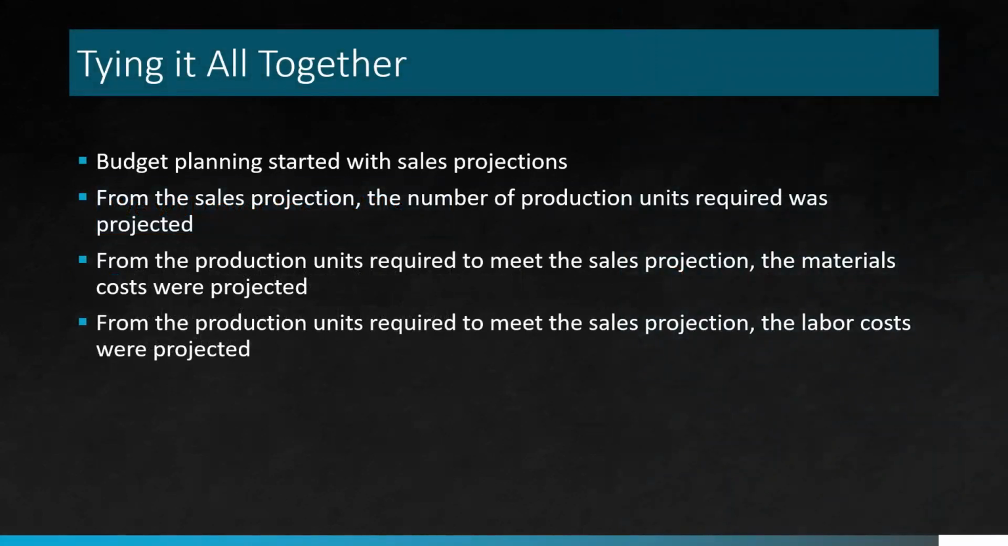As you recall in the first video, our budget planning started with sales projections. Someone in upper management in the sales department said, this is what we need in revenue. And in order to achieve that revenue, this is how many units we need to sell at this particular sales price. And then from that sales projection, the number of production units required was projected. And then from the production units projected, we were able to figure out the material costs that we would need. And then also from the production units, we figured out how much it will cost us in labor.